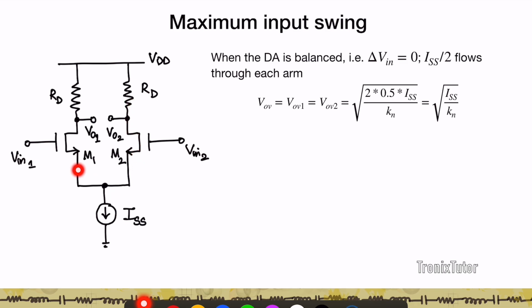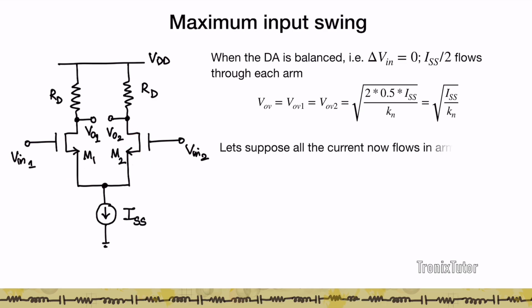If I talk about the overdrive voltages of M1 and M2, they are given by some VOV, which is equal between M1 and M2 because the same current flows in both. It's given by the square root of 2ID by Kn. And remember, ID here is half ISS, so you get this as the square root of ISS by Kn. Right? So that's going to be the VOV when the currents are balanced. At this time, both the VOVs are equal.